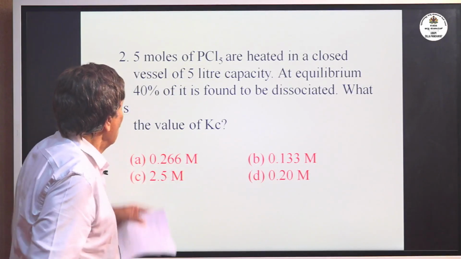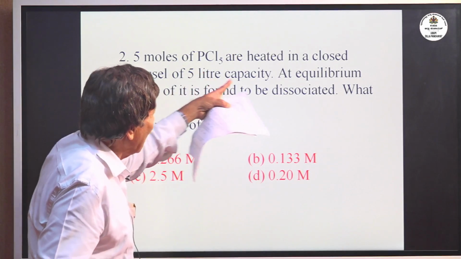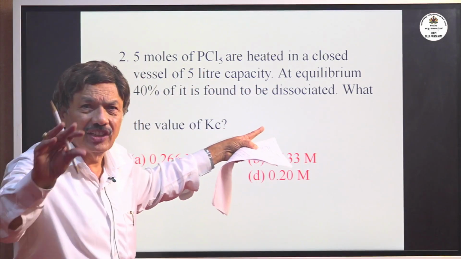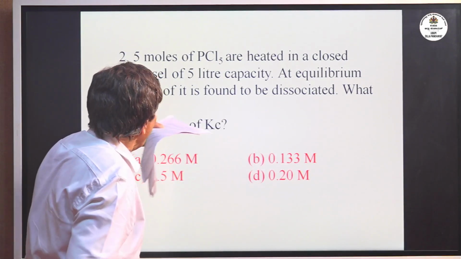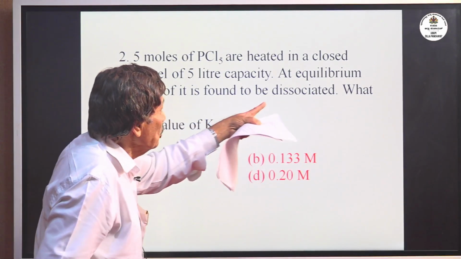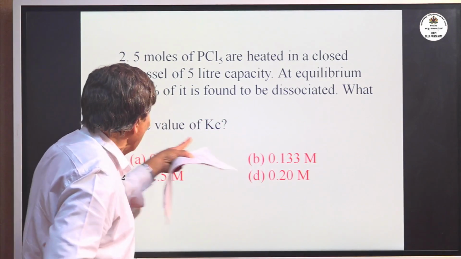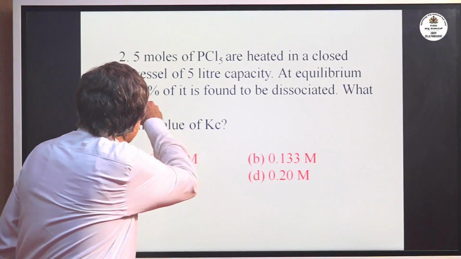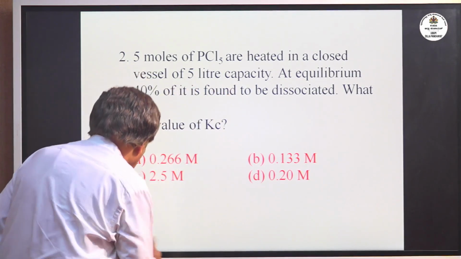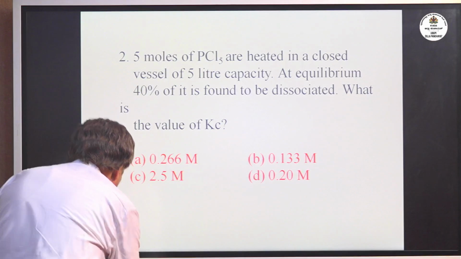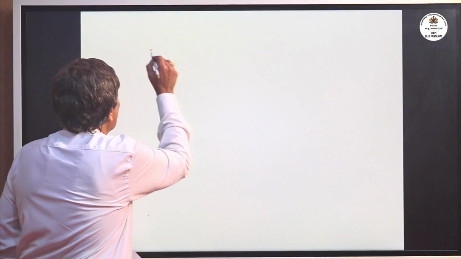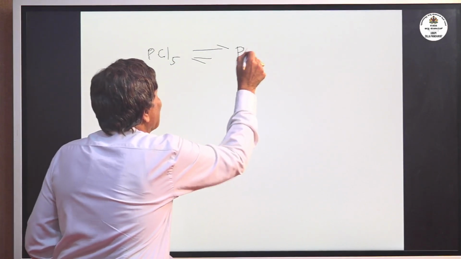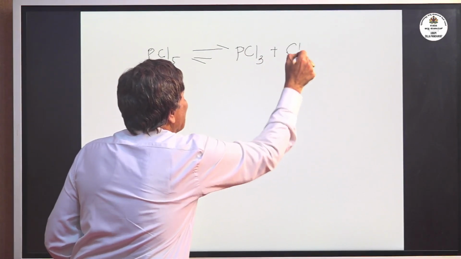Second one. 5 moles of PCl5 are heated in a closed vessel of 5-liter capacity. It is more or less on the same concept. At equilibrium, 40% of it is found to be dissociated. What is the value of Kc? Once again, let us write the equation. PCl5 is in equilibrium with PCl3 plus Cl2. This is the reaction.